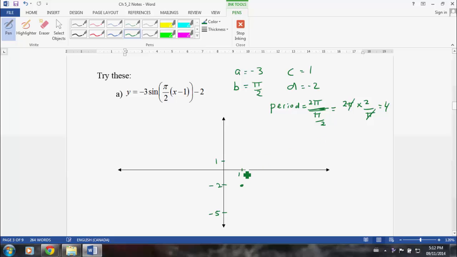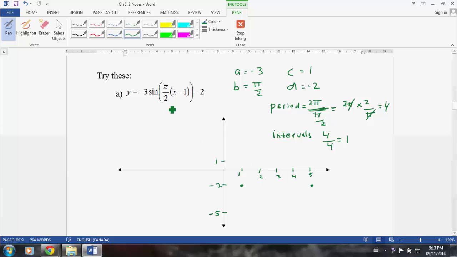So if I started at 1, the next place that I'm going to be at the same location, having done a whole period, will be over at 1 plus 4, which is 5. 1, 2, 3, 4, 5. So here's where I'll be again. 2, 3, 4. Okay, so if my period is 4, then my intervals will be at the full period divided by 4, which is equal to 1. So at every interval of 1, I'll be changing.